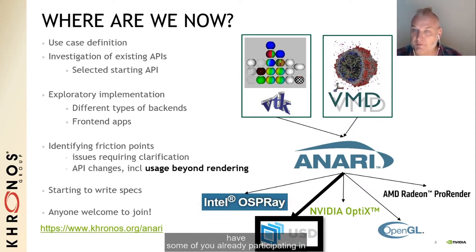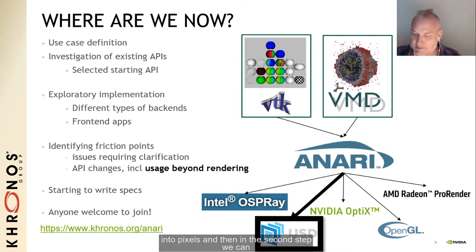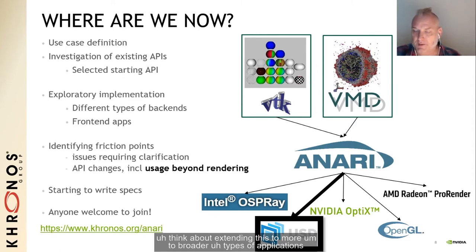And so we have some of you already participating in this ongoing development effort, but anyone is welcome to join, and we're definitely interested in hearing about the use cases that go beyond rendering, despite the fact that this is not yet the top priority. So the first step is to make sure that we get from geometry specifications into pixels. And then as a second step, we can think about extending this to broader types of applications.